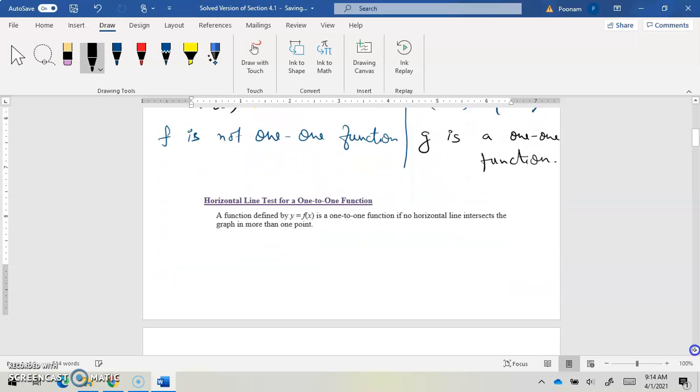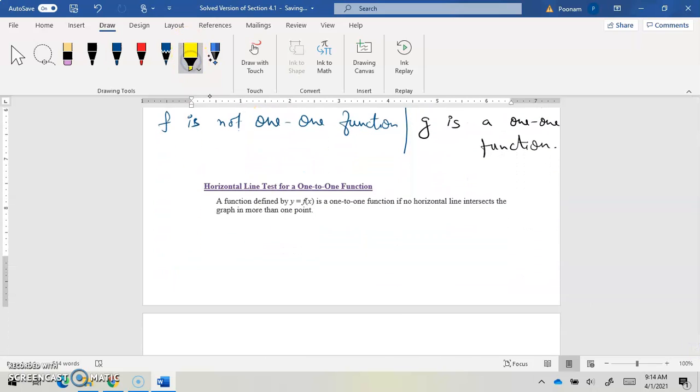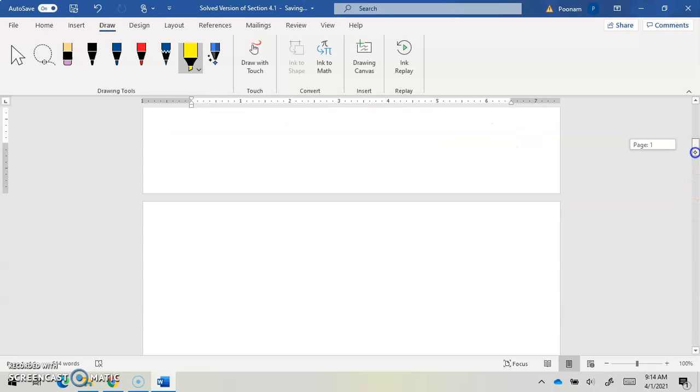What if the function is given to us graphically? Then we can use the horizontal line test for one-to-one functions. A function defined by y equals f of x is called a one-to-one function if no horizontal line intersects the graph of the function in more than one point. So if a function is given in graphical form, how do you check it is one-to-one or not? We are saying no horizontal line should intersect the graph in more than one point.